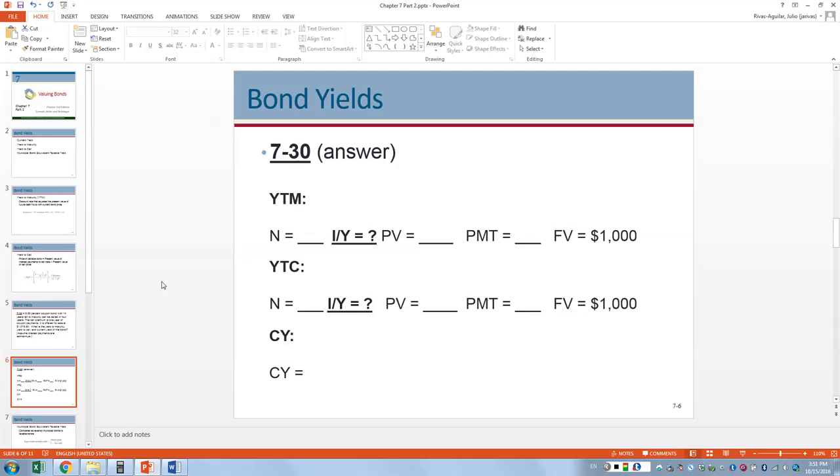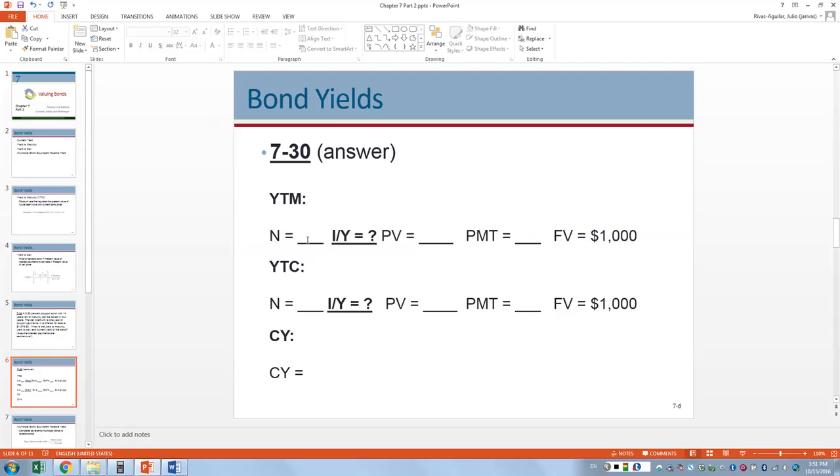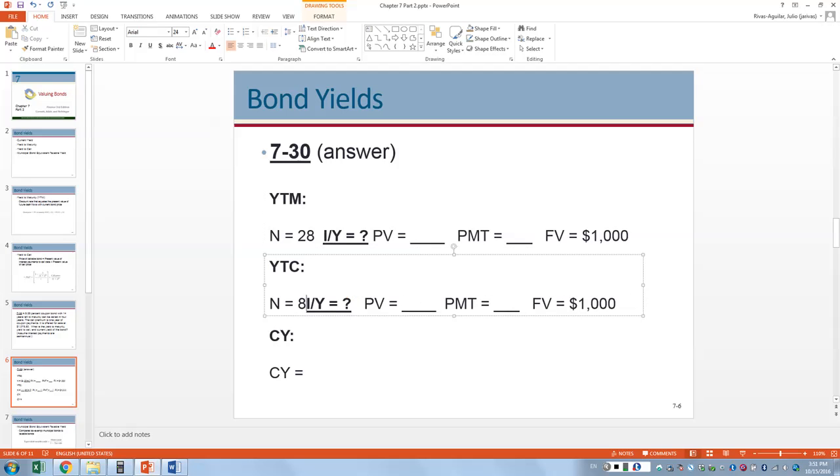Let's work with yield to maturity first. How long is it going to take for the bond to mature? Well, 14 years, right? It can be called in 4 years. Now, we're assuming semi-annual payments. So a bond with 14 years left to maturity is going to have 28 payments. A bond with 4 years left to maturity is going to have 8 payments. So this is 28, and this is going to be 8, right?